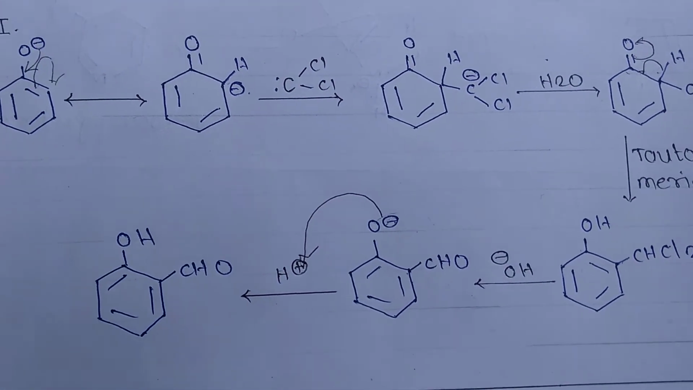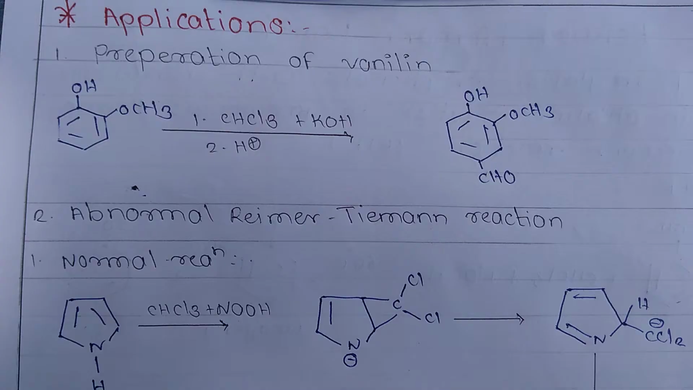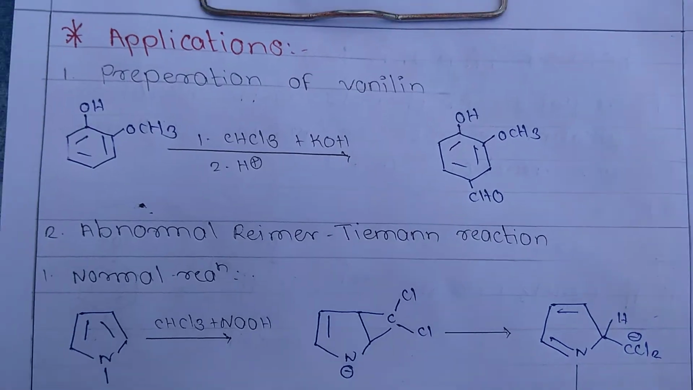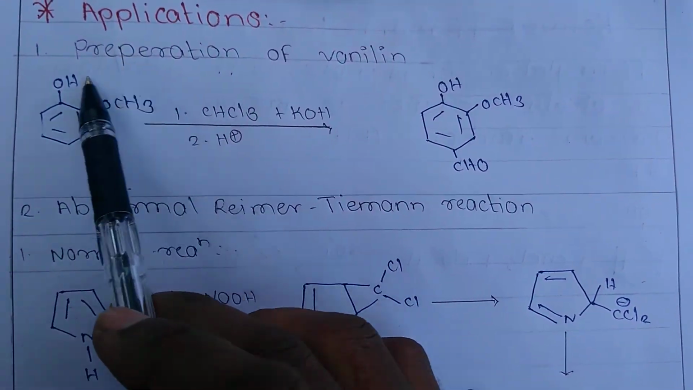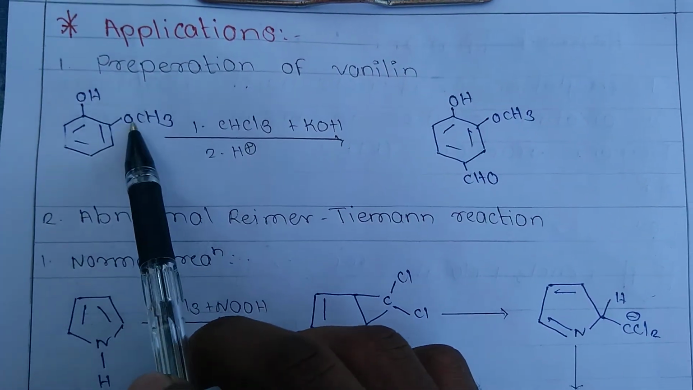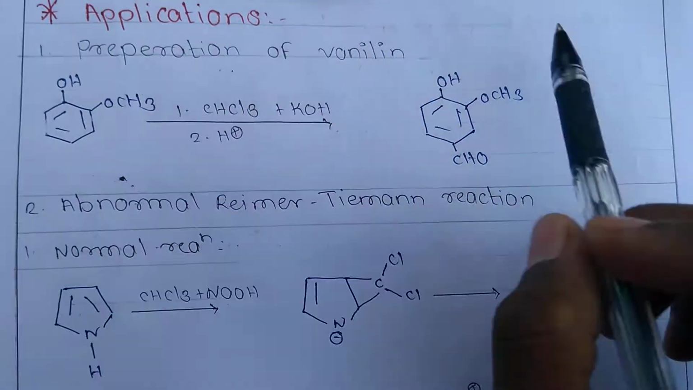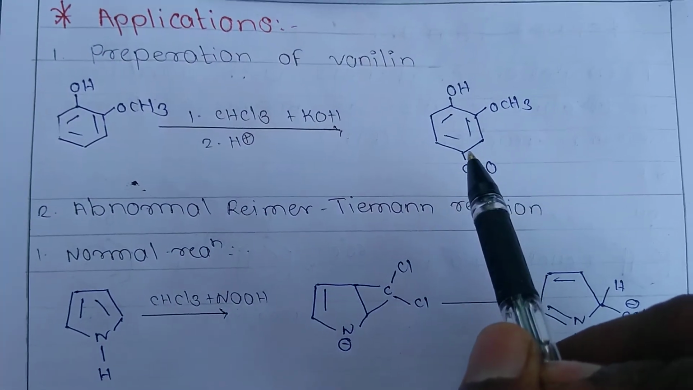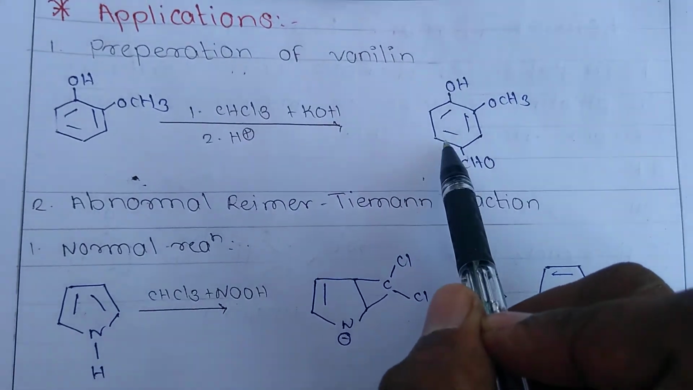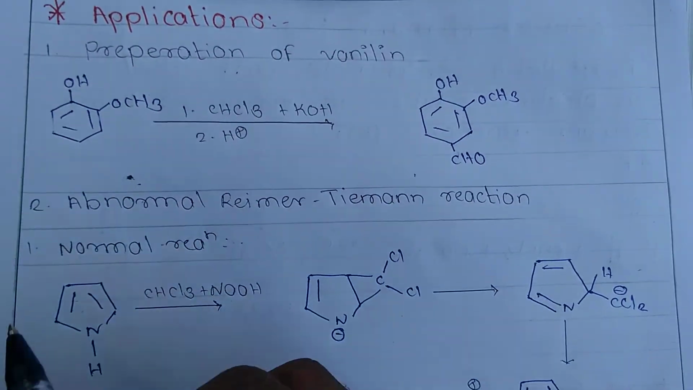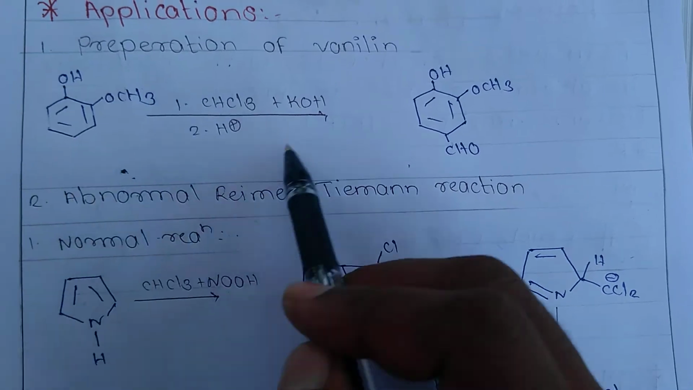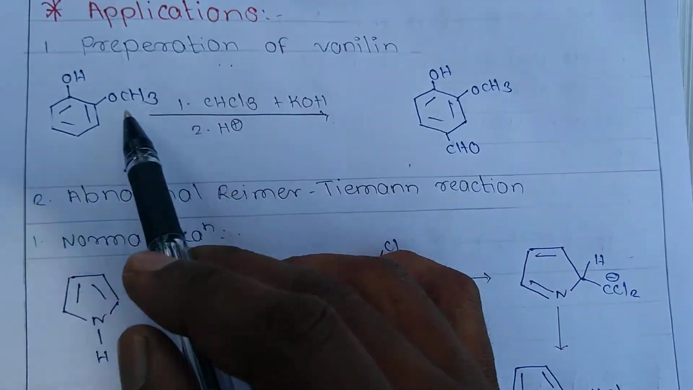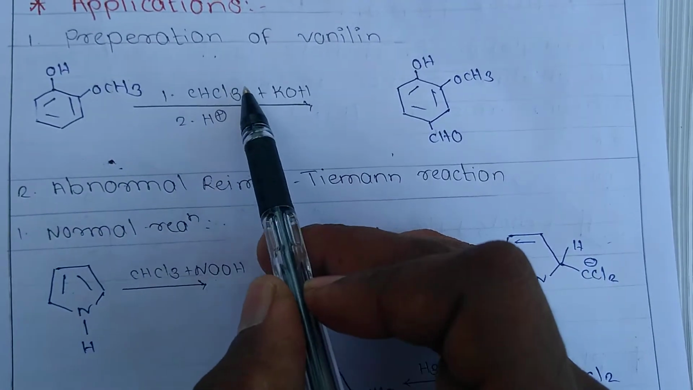So let's talk about the applications of the Reimer-Tiemann reaction. The first application is the preparation of aniline. Here we can see that the ortho position is occupied, so the formyl group is on the para position, and our mechanism is like this. Here, firstly, the formation of carbene takes place.